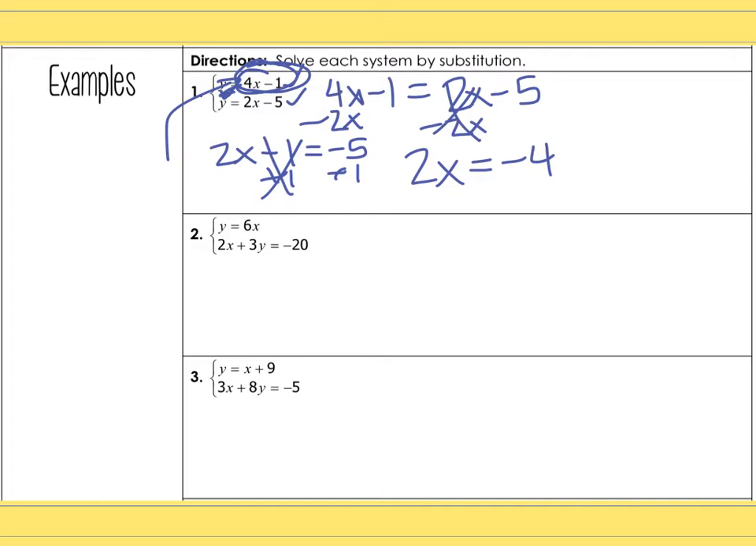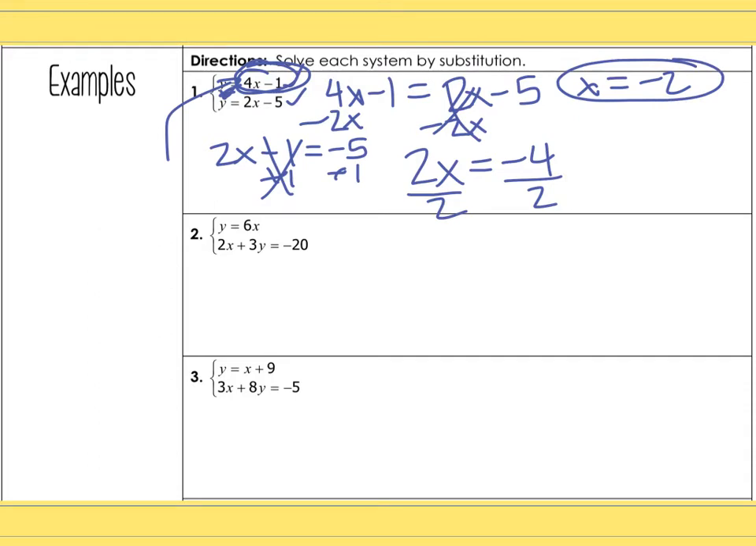So I have 2x equals negative 4, right? Because negative 5 plus 1 equals negative 4. To get x by itself, we have to divide because we are multiplying, right? So x equals negative 2. That's one of our solutions. That's part of it.